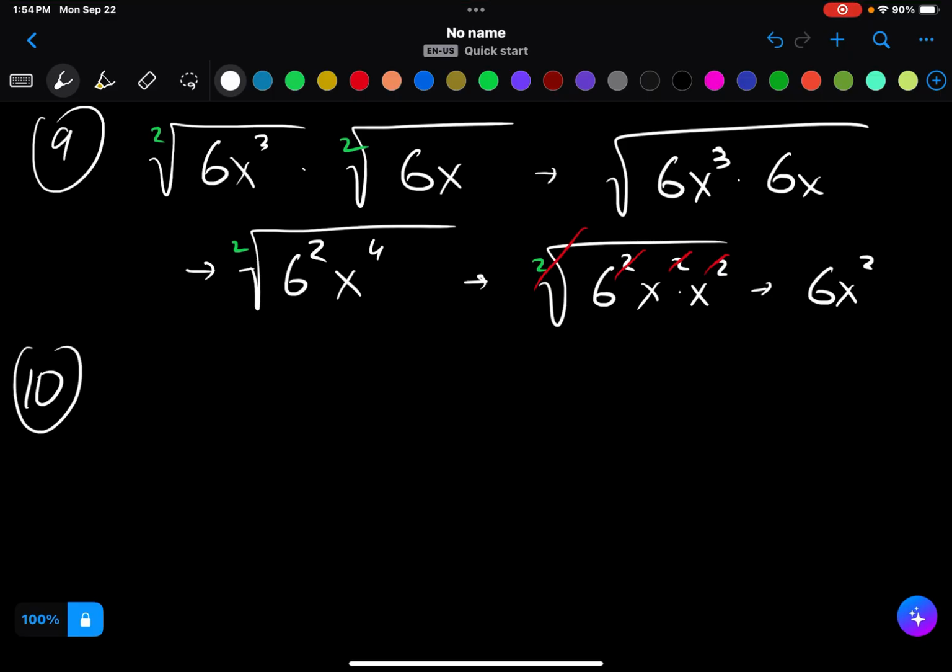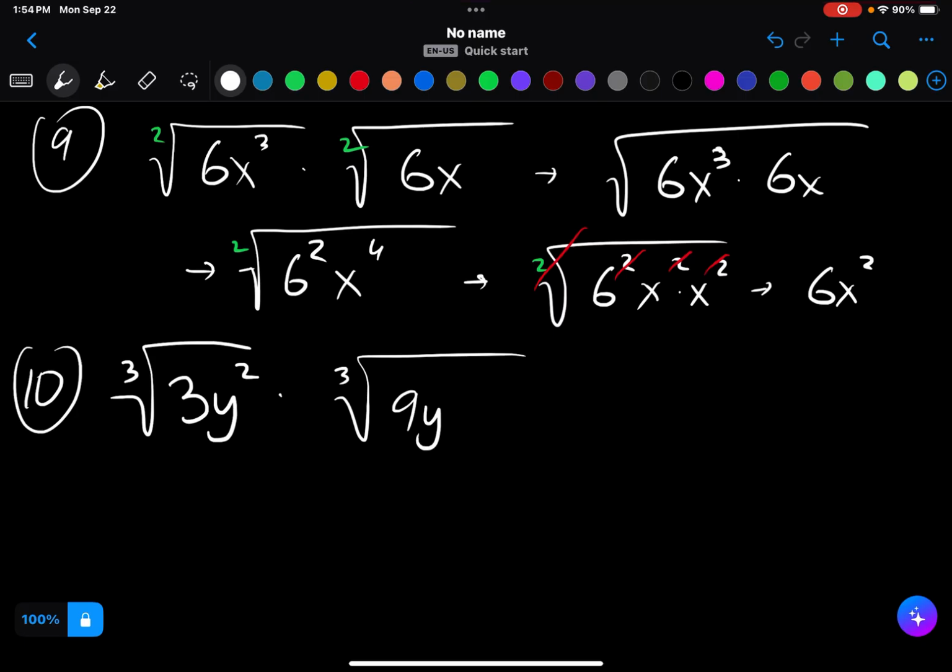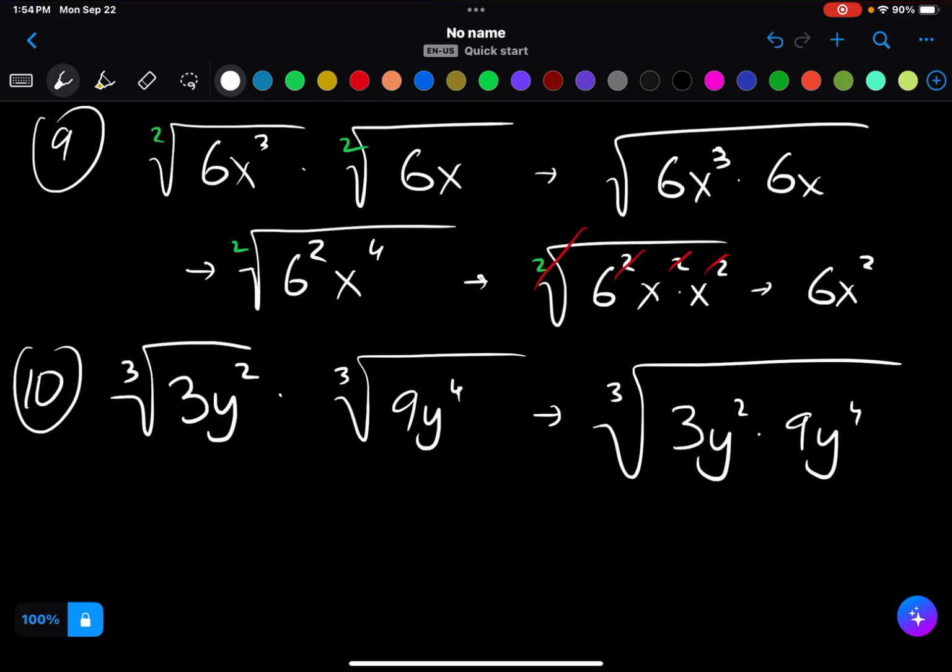For number 10, you have yourself a power 3 radical with 3y to the 2nd times another power 3 radical with 9y to the 4. Now again, these are both power 3 radicals, which means you can combine them under one roof, so to speak. And then just multiply them. So what are you going to get? 3 times 3 is 27, y to the 6th.